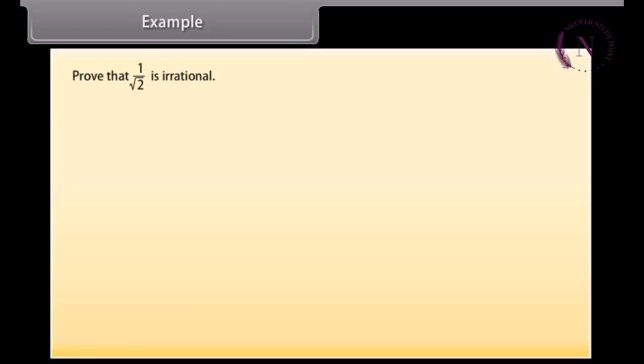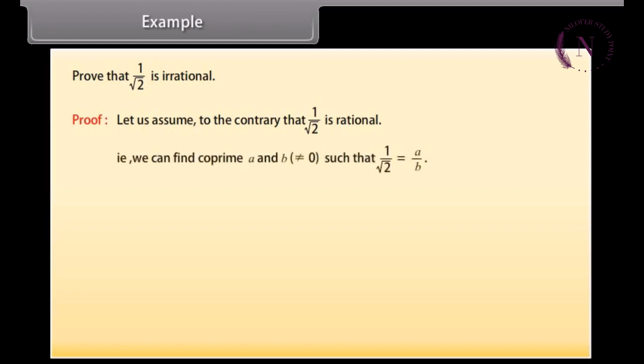Example. Let us solve an example now. Prove that 1 upon square root 2 is irrational. Proof. Let us assume to the contrary that 1 upon square root 2 is rational. That is, we can find coprime a and b where b is not equal to 0 such that 1 upon square root 2 is equal to a upon b.